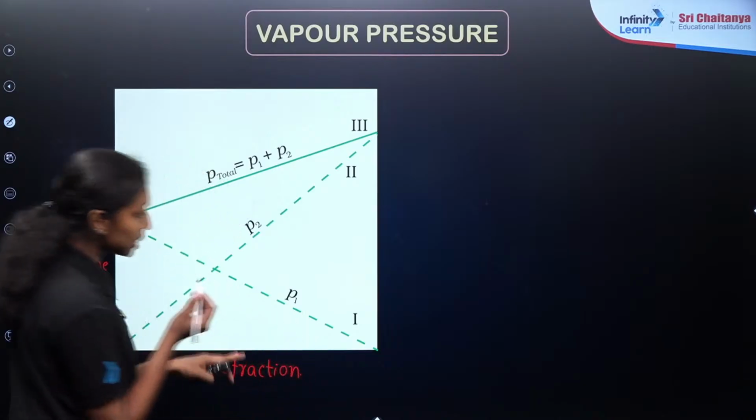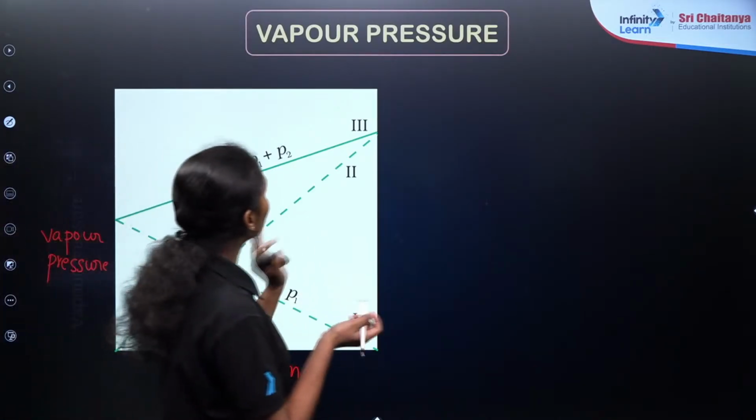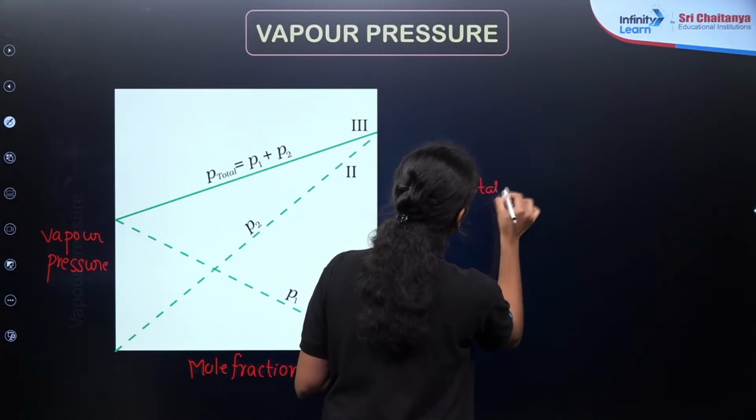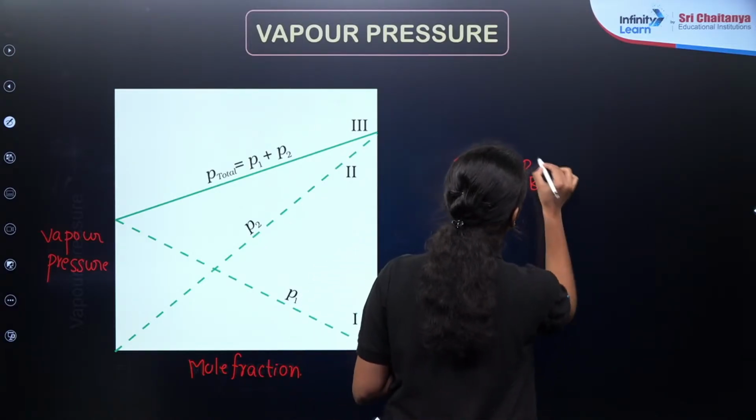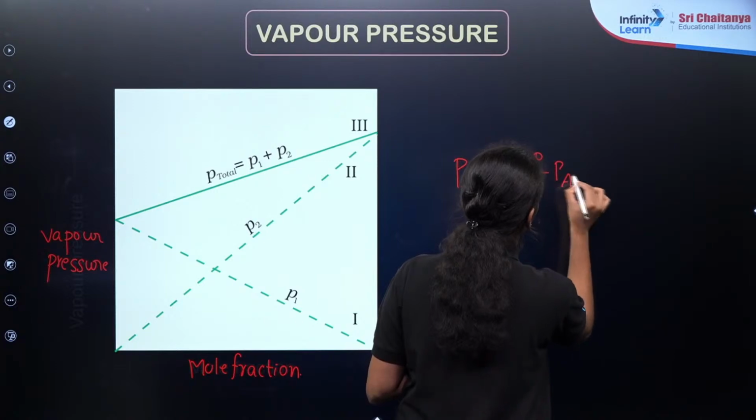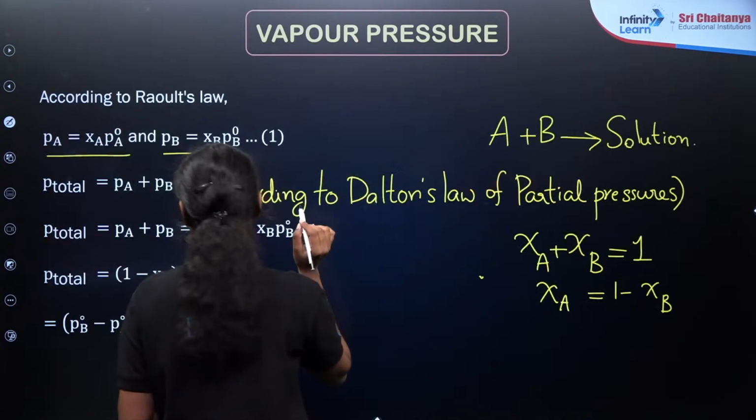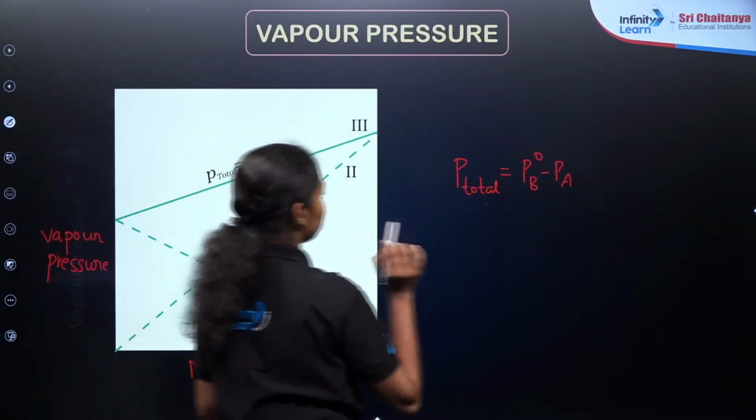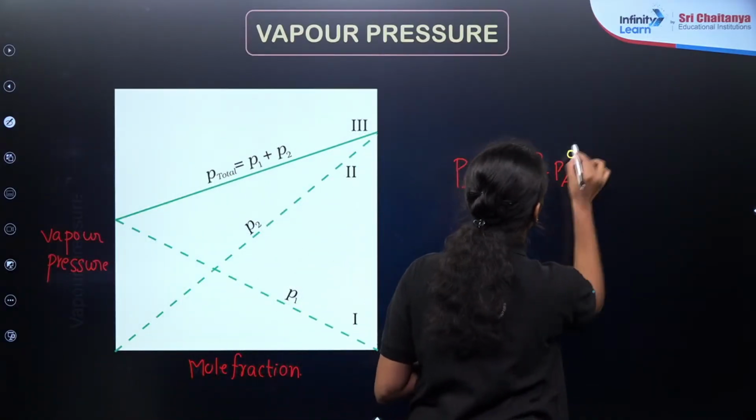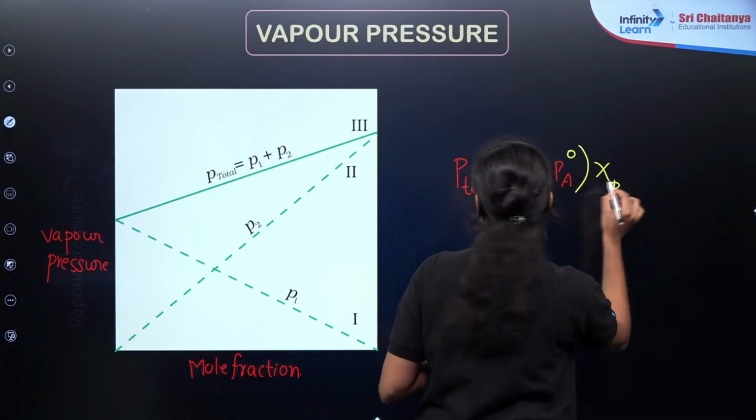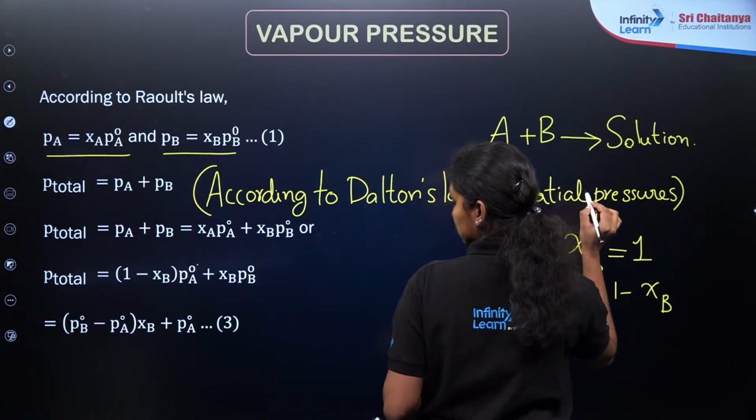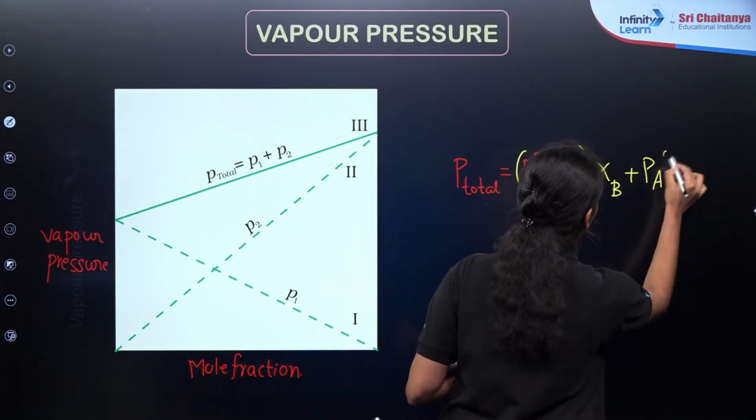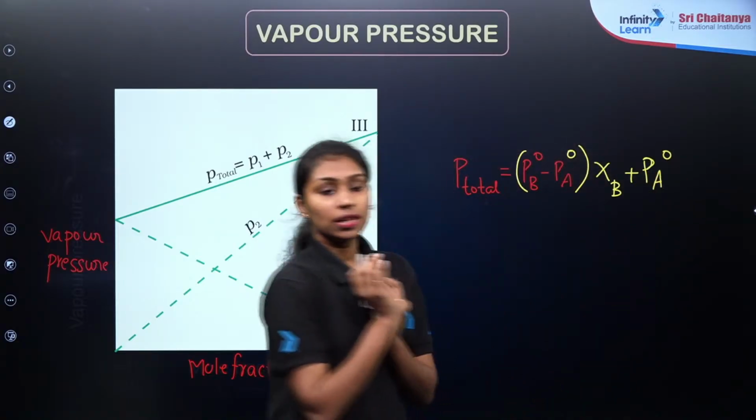Okay, what is our final expression for Raoult's law here? In the case of liquid solution, P total is equal to P0, right?